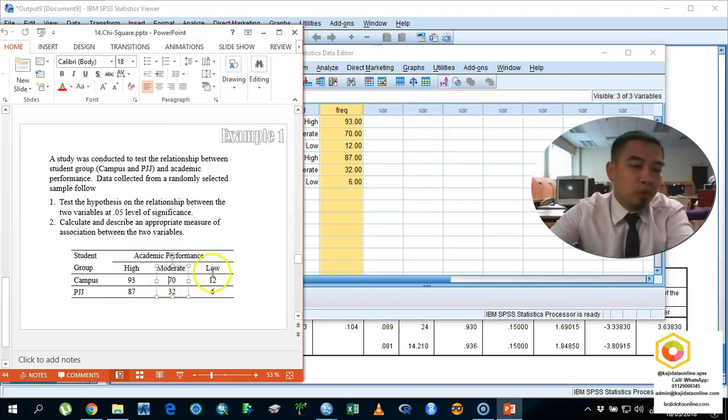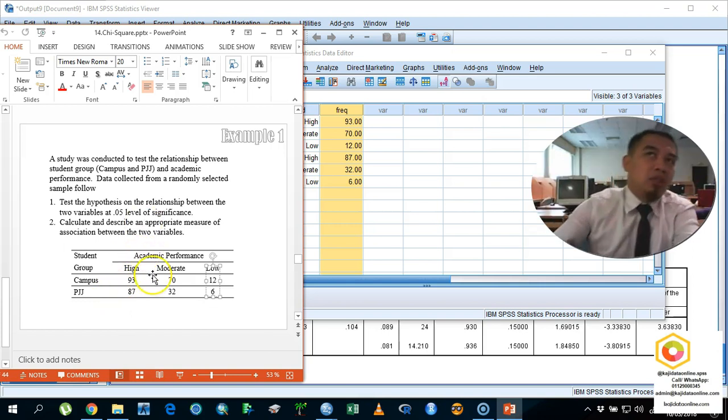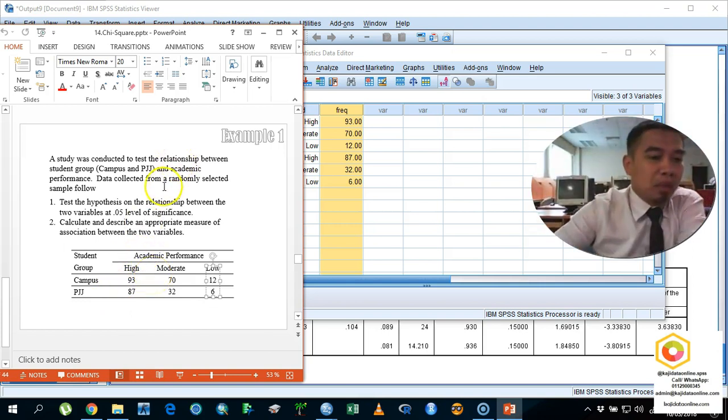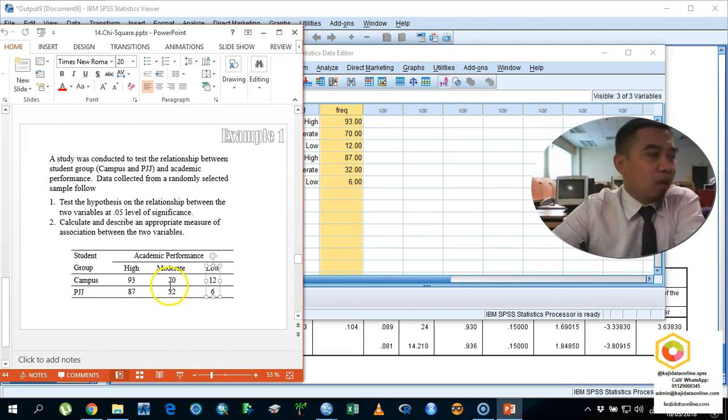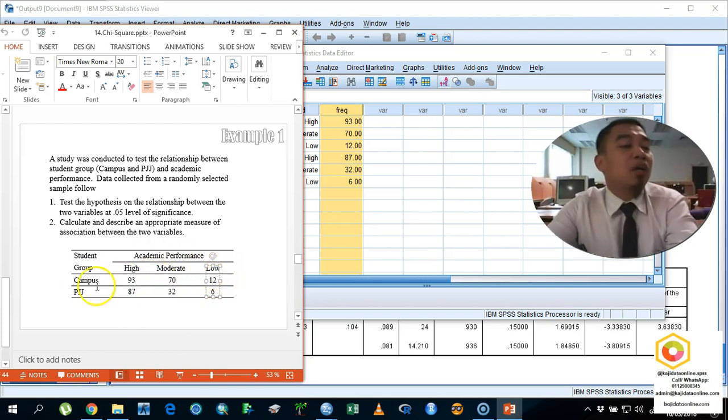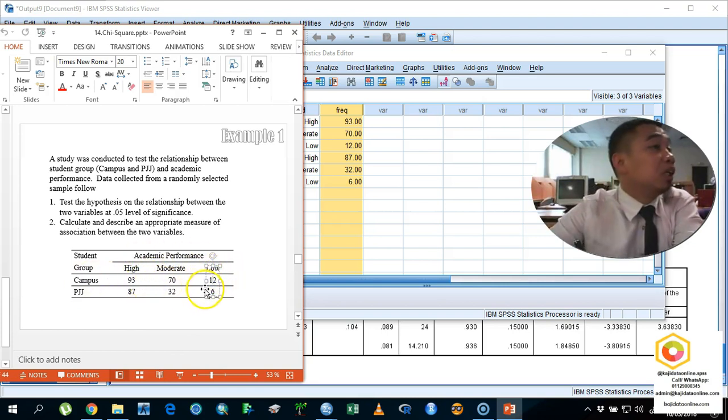93 plus 70 plus 12. We collect all those campus students and then we ask them who got 3.0, for example. So everyone raises their hand, and we count 93. Who got 2.5 until 3? Okay, 70 people. Who got less than 2.5? For example, 12 people. Okay, then we know this is all the campus students.